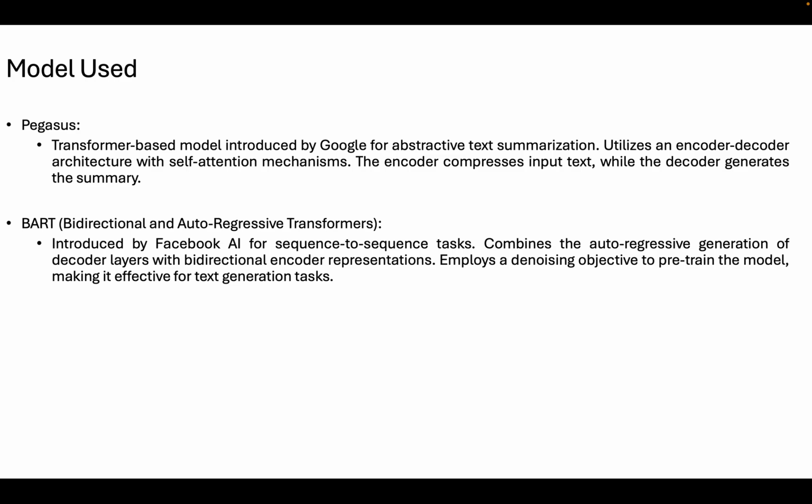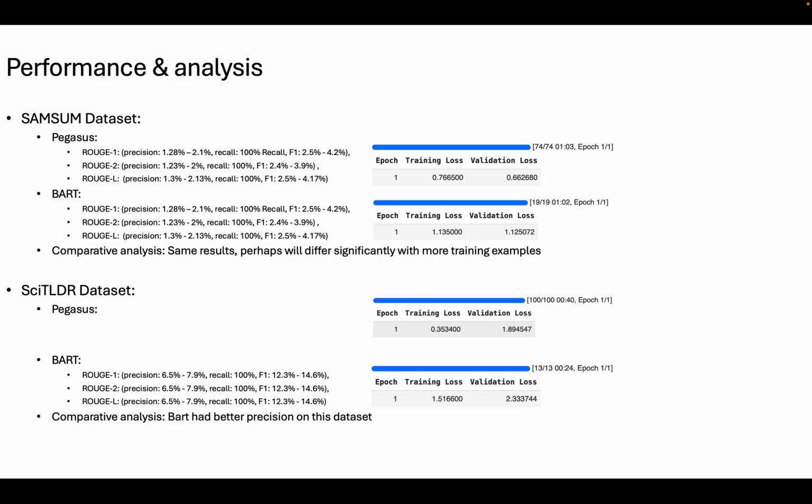These are very large language models. They all have a lot of parameters, and they're great for multiple tasks such as text summarization, question answering, neural machine translation, and so on.